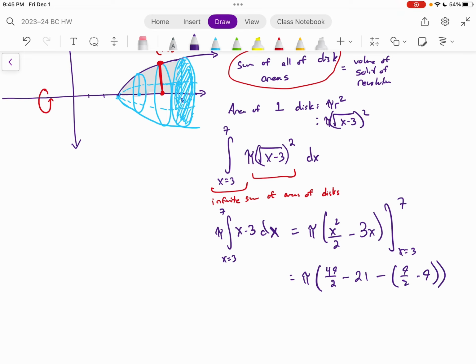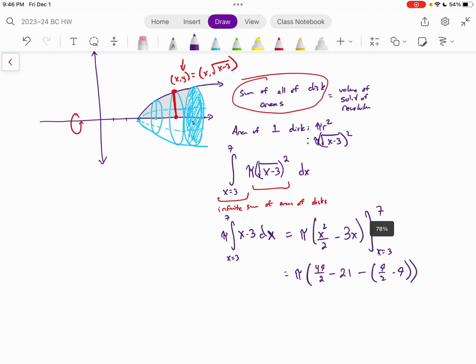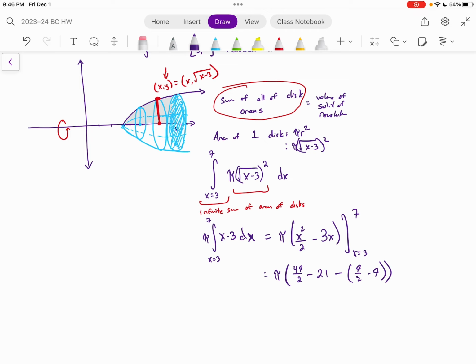Whatever that is, who cares? That's just some number. It's going to be positive. You can guess, maybe, before you even evaluate that, what the area of this looks like. Maybe you can decide what that shape looks like.